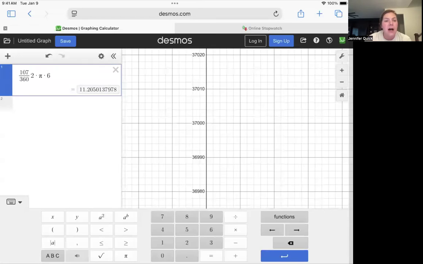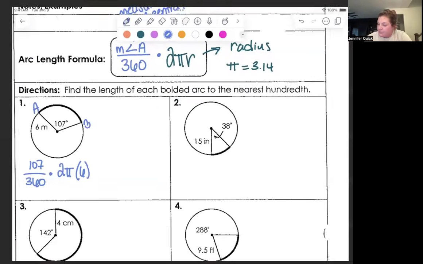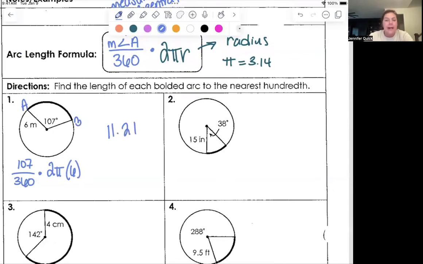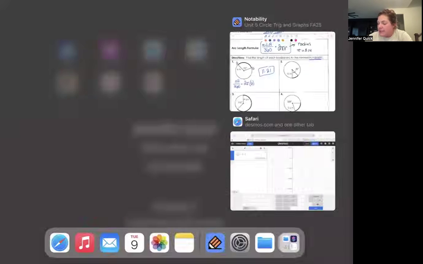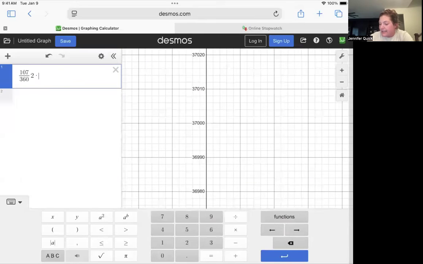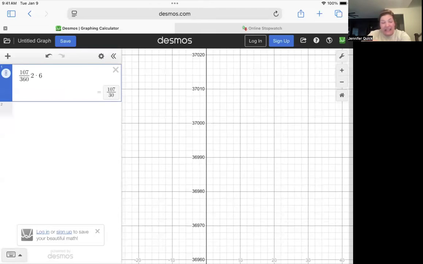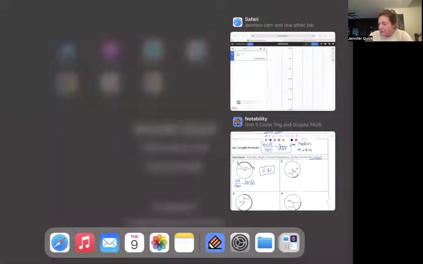So in terms of the hundredths, we would go 11.21. Okay, that is to the nearest hundredth. And I want to show you what it looks like in terms of pi. So if you write your answer in terms of pi, what you're going to do is type everything in but pi. So you're going to get 107 divided by 360 times 2 times 6. And then you can change that to a fraction if you want to. Ugh, gross. But I would probably just do 3.57 pi, honestly.